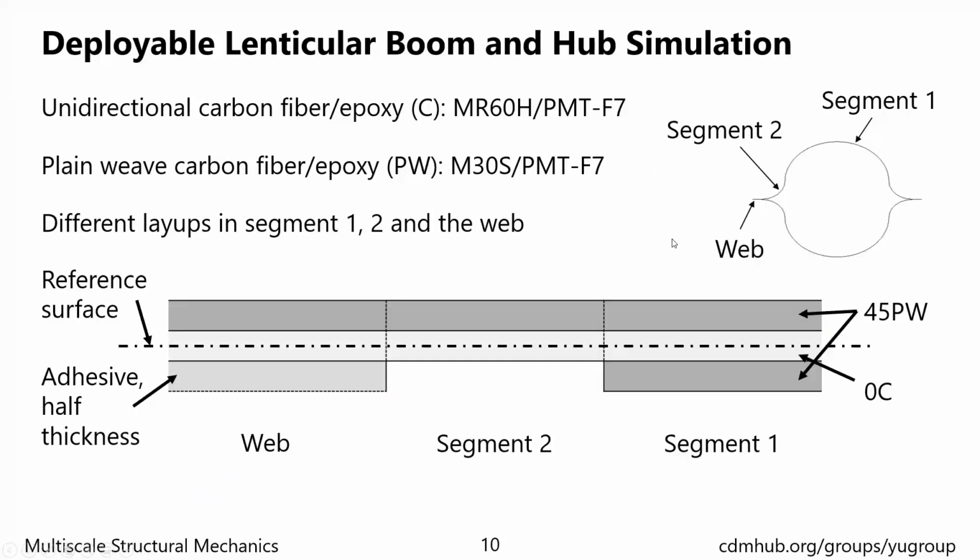It consists of 2 shells bonded together along the webs. It has different layups in different segments, with ±45 degree plain weave and 0 degree unidirectional plies. It also has an adhesive layer at the webs for bonding the shells.